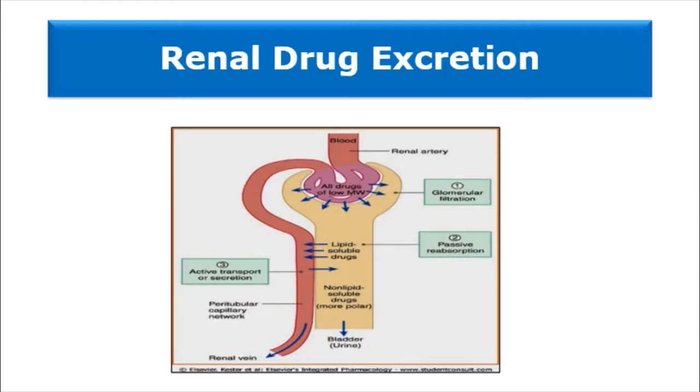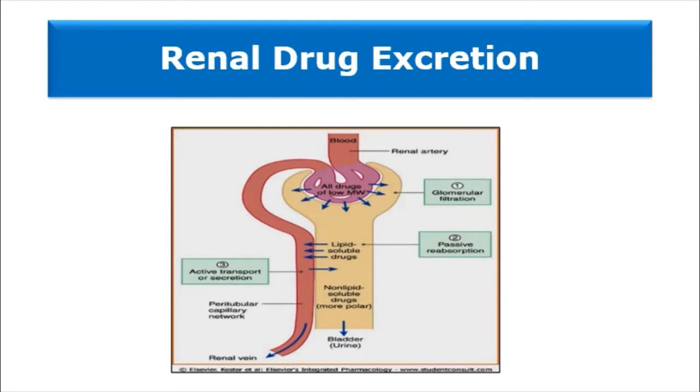Drug excretion from the kidney can occur by different mechanisms. These include glomerular filtration, which is the process of drug movement through the glomerulus from the blood to the renal tubules through the fenestrations of the glomerulus. And this process does not depend on the nature of the drug.